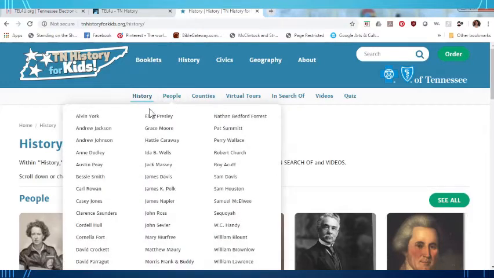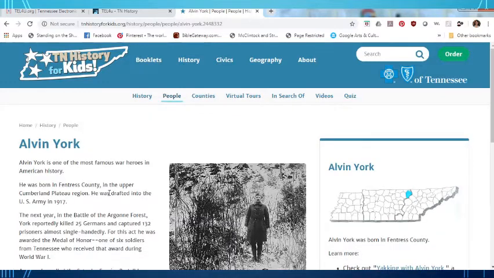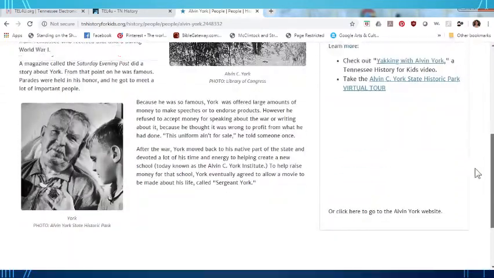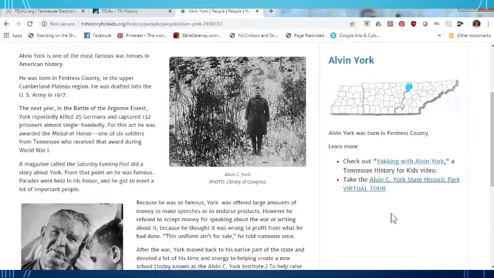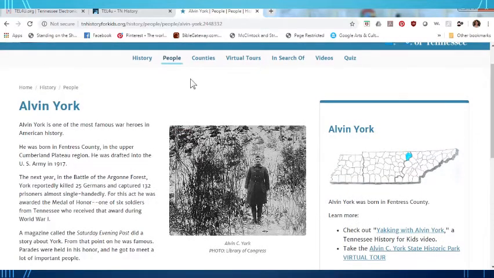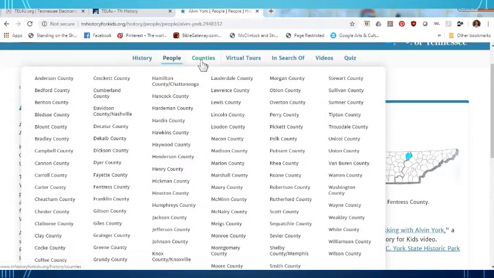And first, I'm going to click Alvin York. And it gives us an article and pictures about this famous World War I soldier. It also gives us some other resources that are available at this site on Alvin York. It has information on different counties in the state.